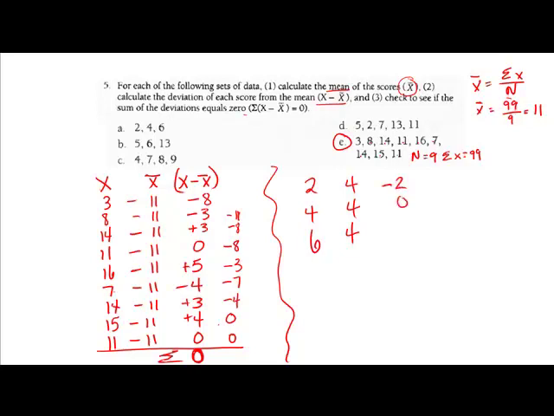I'm going to get a negative 2, a 0, and a positive 2, and the sum of those is going to equal 0. There you go. What we're trying to show here is why we're going to square when we do the deviation, standard deviation, and the variance.